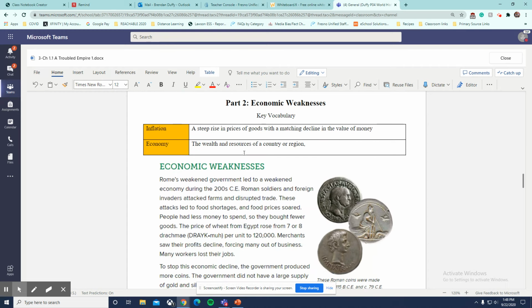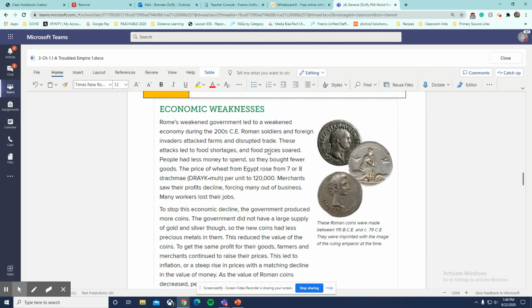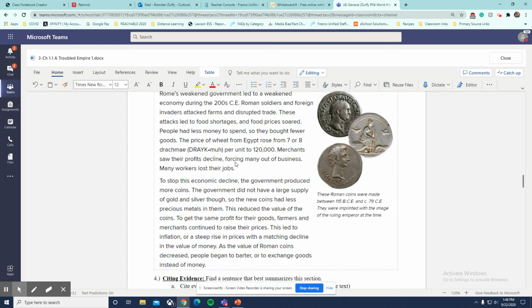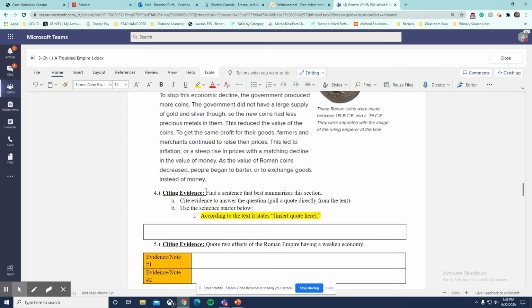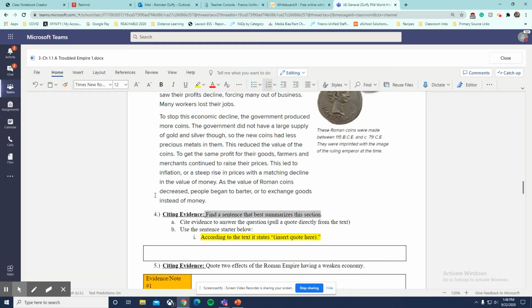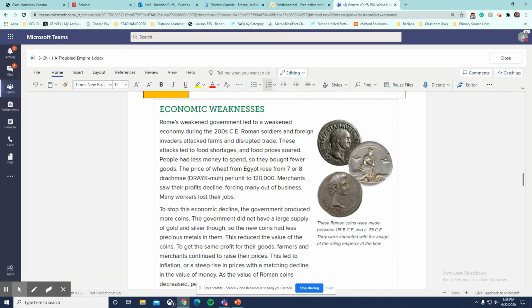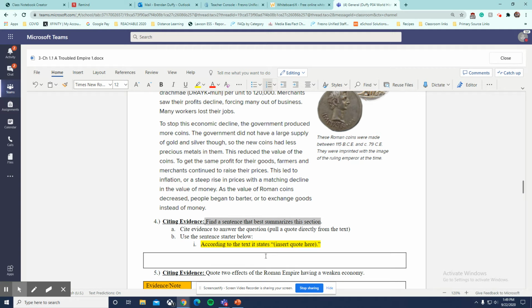Okay, moving on. Next part, economic weakness. Words are inflation, economy. These are already filled out on your worksheet. You'll answer these two, or you'll read these 2 paragraphs. And then for this one, you want to find a sentence that best summarizes the section. So you're looking for a sentence that is kind of general, not too specific, because you want to try to get as much information into one sentence down here as possible.